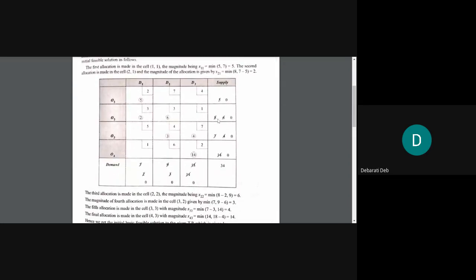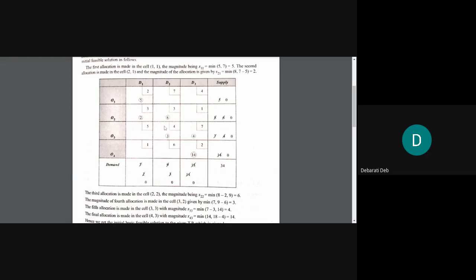So now you will compare 8 and 2. Out of 8 and 2, the lowest is 2. So you will allocate 2 in this box. Then when you are allocating 2 in this box, you have to strike off on both sides. So you are striking off this 2 from the column total, and you will be left with 0. Am I correct? Because 2 minus 2 will give you 0.